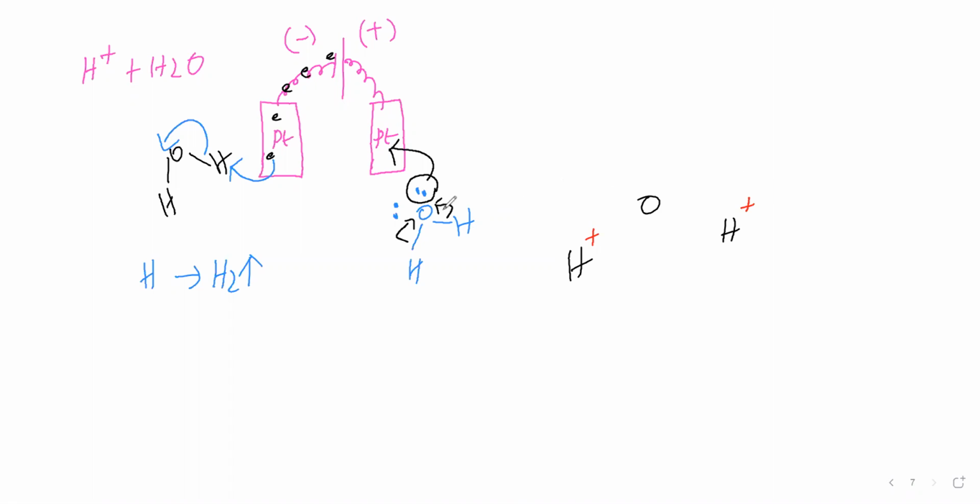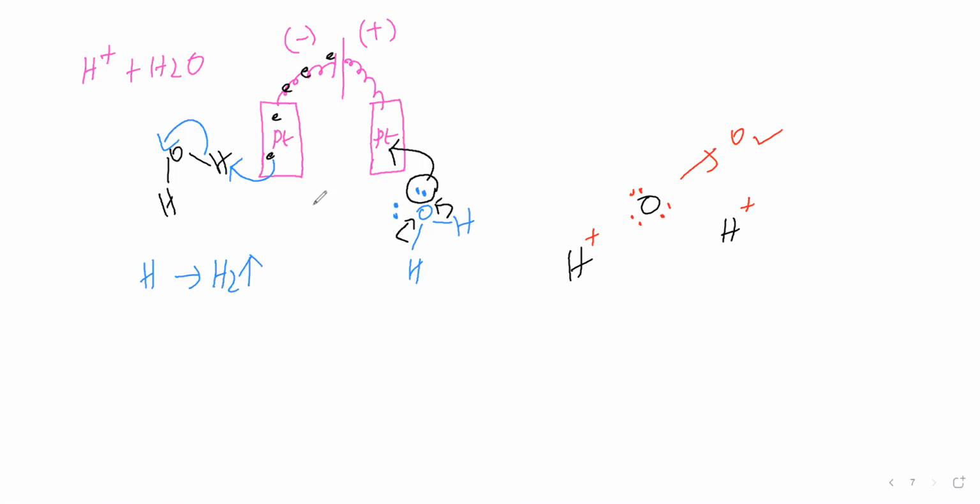This oxygen has this lone pair and these two bond pairs as lone pairs, therefore it has three lone pairs. So it is an oxygen atom. This oxygen atom combines with another oxygen atom and becomes oxygen gas. The rest become H plus.